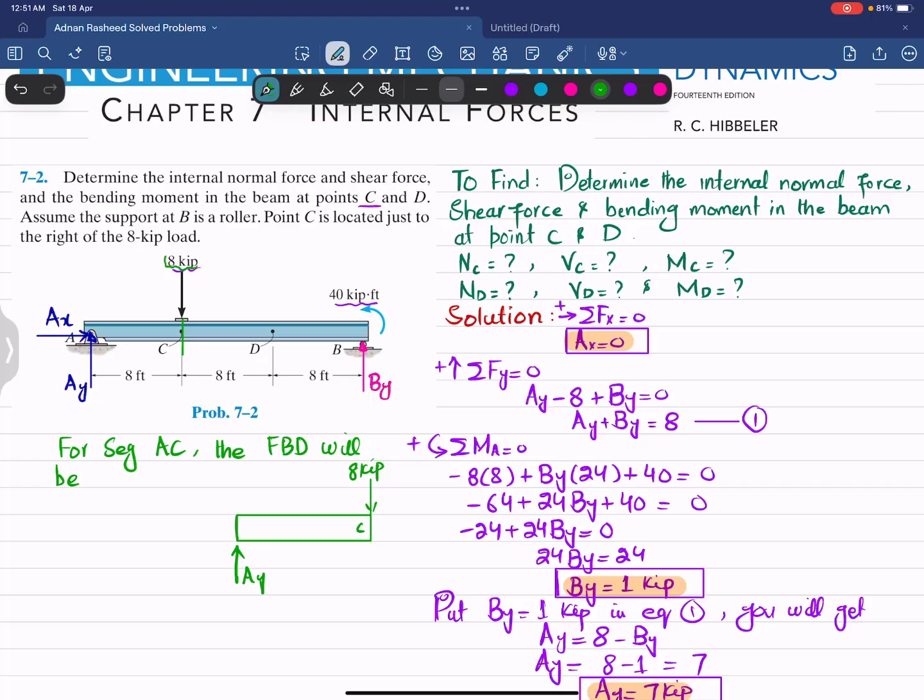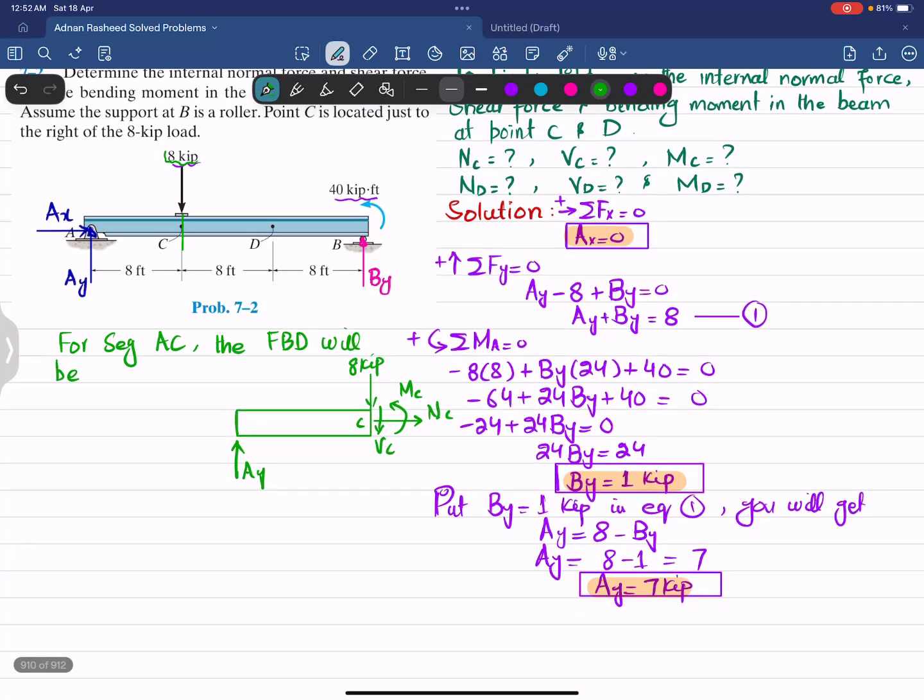So when you cut it, you will have a normal axial load, which is NC. You will have a shear force, which will be VC, and there will be a moment which will be MC. The direction of this MC is counterclockwise, due to convention, and VC is also taken as downward. So we will find them one by one. So how will we find it?